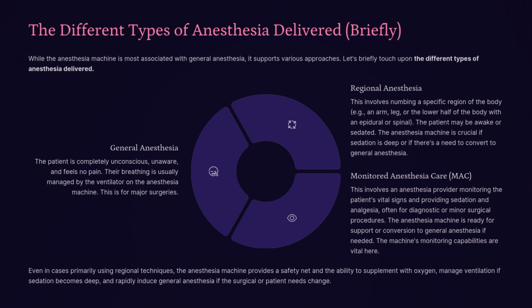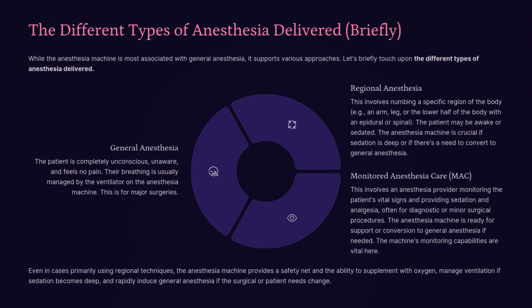Regional anesthesia. This involves numbing a specific region of the body, e.g., an arm, leg, or the lower half of the body with an epidural or spinal. The patient may be awake or sedated. The anesthesia machine is crucial if sedation is deep or if there's a need to convert to general anesthesia. Monitored anesthesia care. This involves an anesthesia provider monitoring the patient's vital signs and providing sedation and analgesia, often for diagnostic or minor surgical procedures. The anesthesia machine is ready for support or conversion to general anesthesia if needed. The machine's monitoring capabilities are vital here.